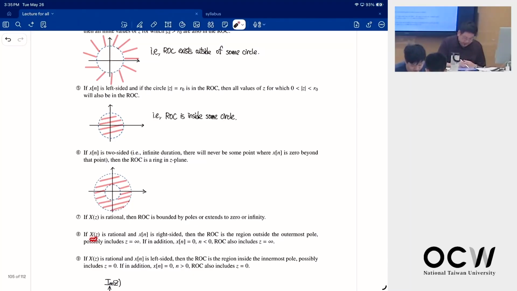If X is rational and also right-sided, then the region of convergence is the region outside the outermost pole. So it may include infinity. And then if x is 0 when n is less than 0, the region of convergence may also include infinity. Similarly, if the signal is left-sided and also rational, then the region of convergence is the region inside the innermost pole. It may include 0.